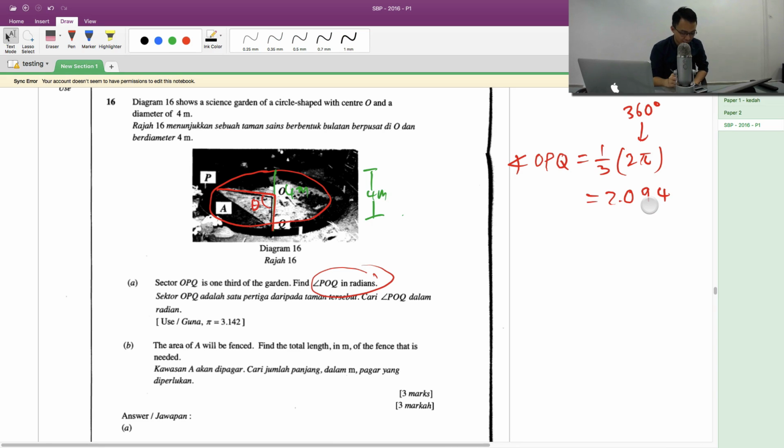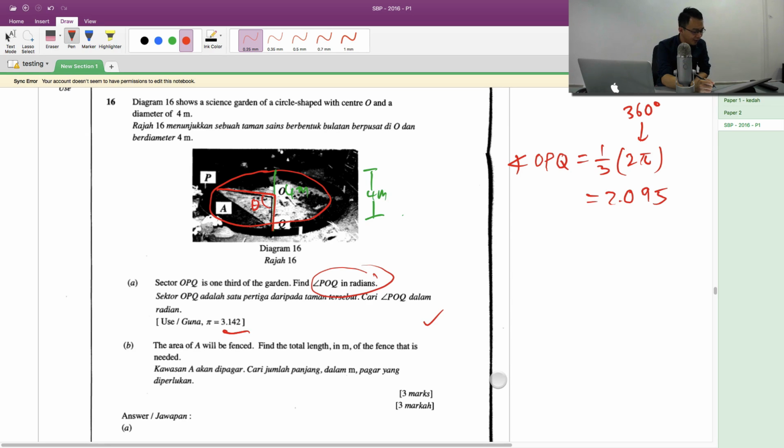They ask you to use pi as 3.142, so I shouldn't use the pi in the calculator. I should change the pi into 3.142, and then we'll get a more accurate one. So this is 2.095. Now we solve the first one.